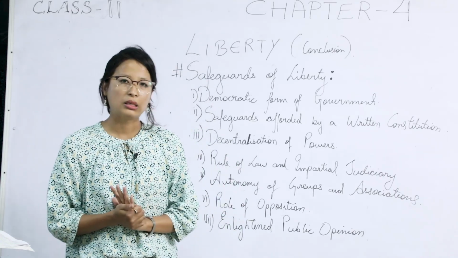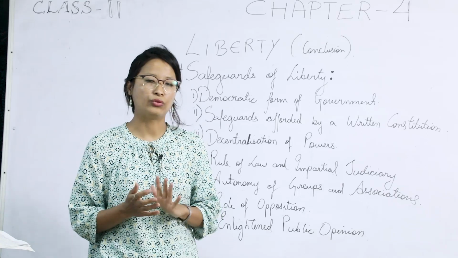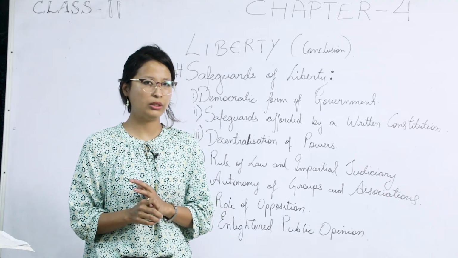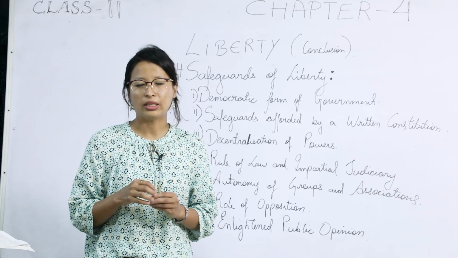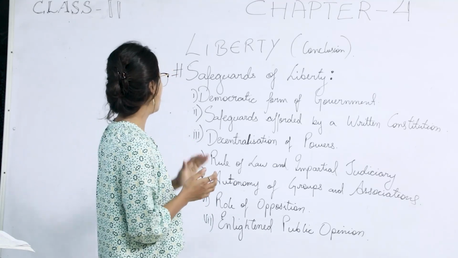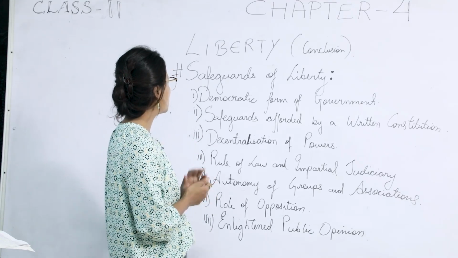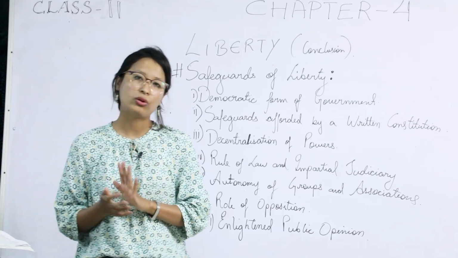Now, in the last session we discussed the different kinds of liberty. There are four: civil liberty, political liberty, economic liberty, and racial and national liberty. We have discussed these four broad categories. Now in this session we will discuss the safeguards to liberty. How can we safeguard these four categories?